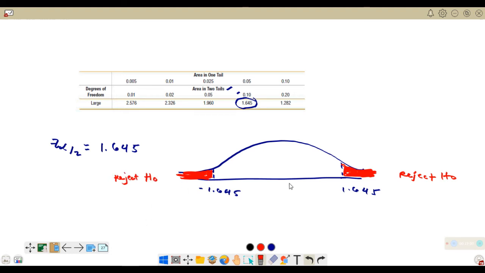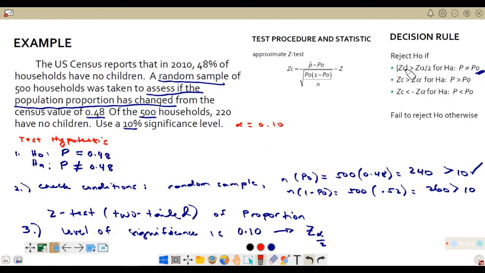Meron tayong dalawang tails. Or, kung gusto natin siyang pasimplihin, Z computed, yung absolute value niya, magiging positive yan, must be greater than 1.645. Yan lang yung sinasabi nung condition natin dito sa decision rule. Ito. So, Z computed must be greater than or equal to Z alpha over 2. And Z alpha over 2 is 1.645.